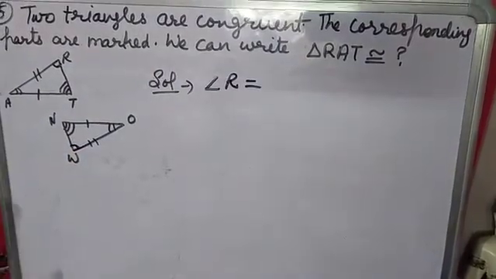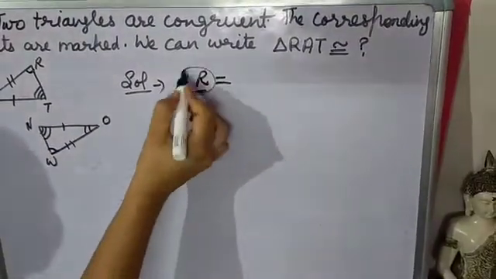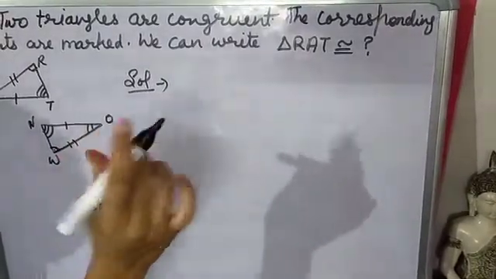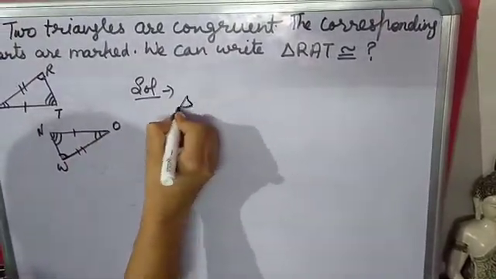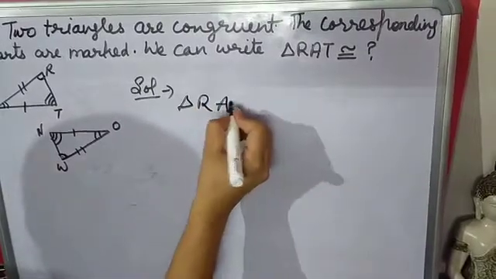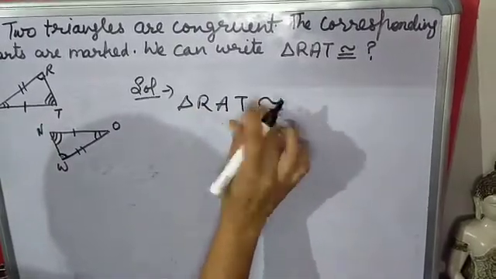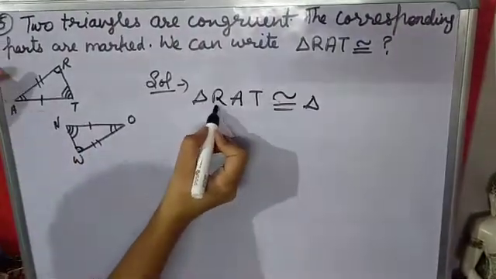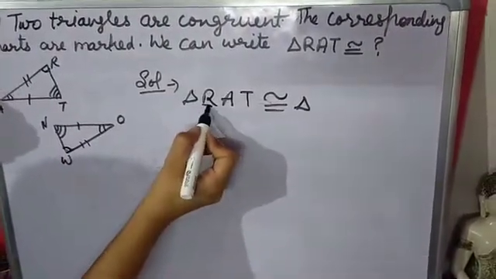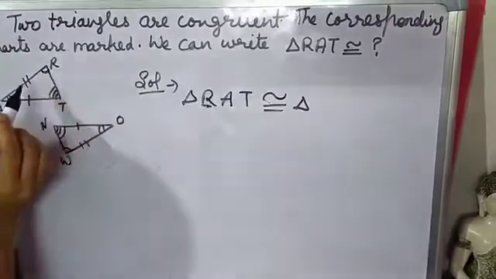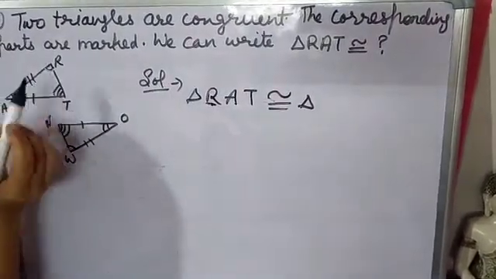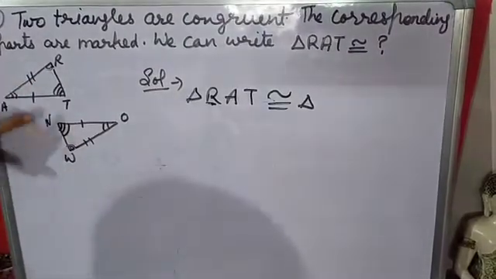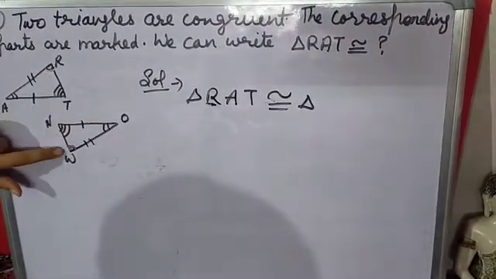So angle R is equal to angle W. Don't write all this, we will write the direct answer only. Okay? So we will write triangle RAT congruent to triangle... now look carefully. R is first. This is R. Here one line. This angle is equal to this angle because here is one line, here is one line. Corresponding parts are marked. So angle R is equal to angle W.